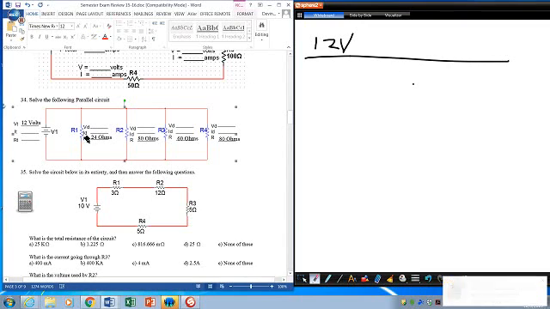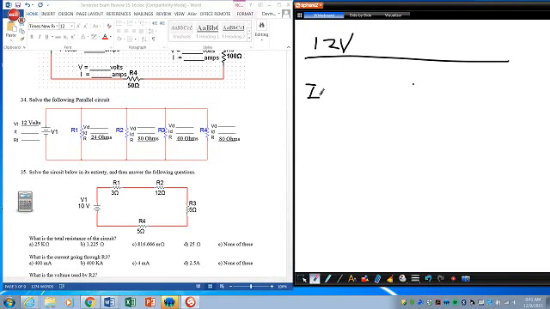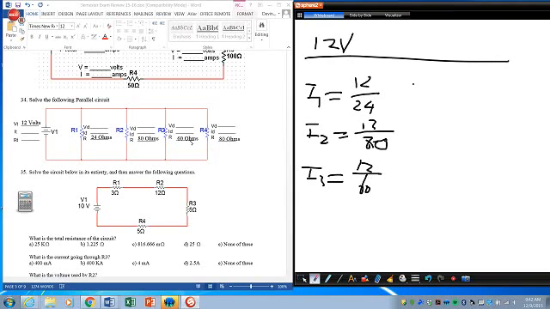Since the resistors are given, what can we solve for? Can we solve for the current? It's 12 here. So for I1, it's just 12 divided by 24. For the second one, 12 divided by 80. Excuse my writing. So you should know the deal by now. The third one is 12 divided by 60. Then right away, you can find the current: the voltage is 12, and the current is what you get by dividing voltage by resistance.